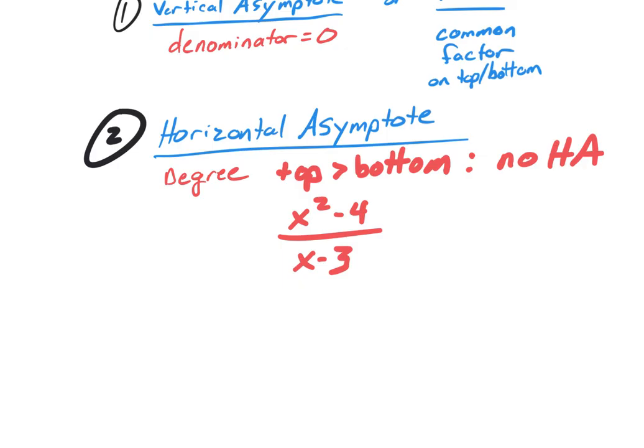So I'm looking at the degree. Here the degree is 2. Down here the degree is 1. So 2 is bigger than 1. We're only looking at the degree. And so there would be no horizontal asymptote.